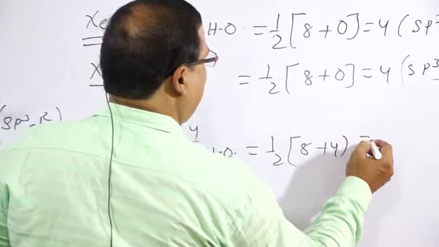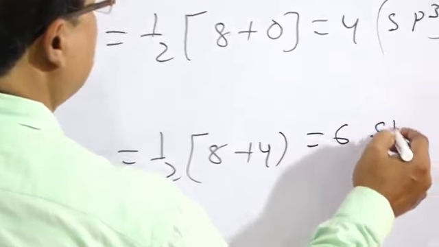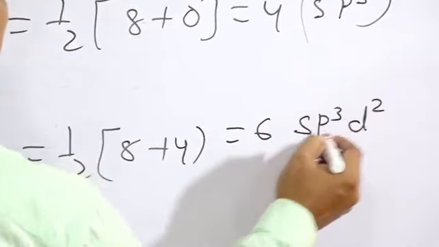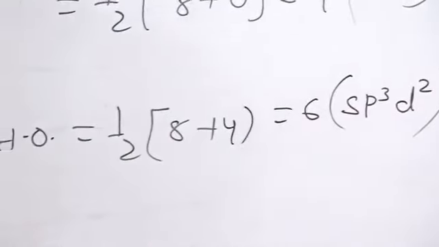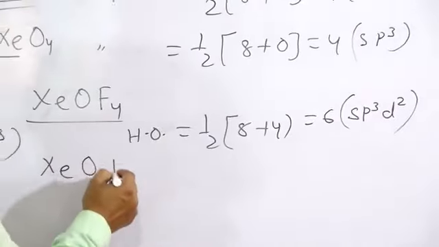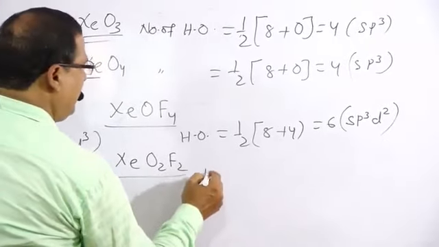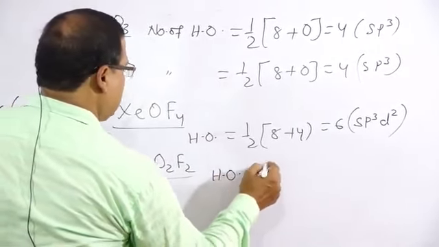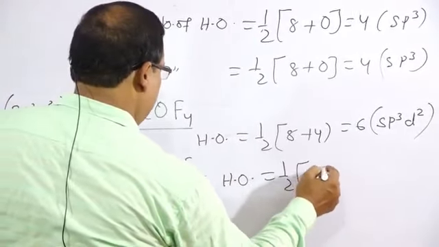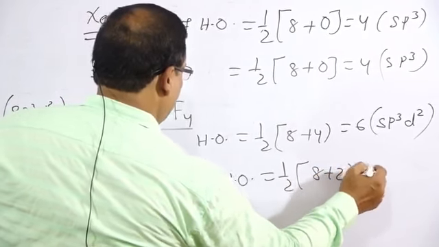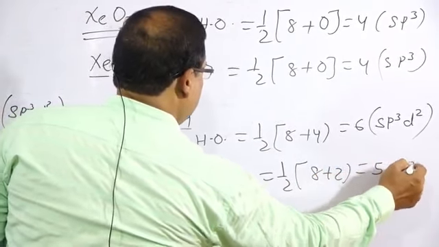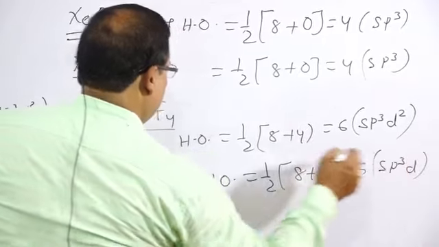Then that is found to be 6, that is sp3d2. Then XeO2F2: number of hybrid orbitals, that is half of 8 plus 2, that is 5, sp3 hybridization.